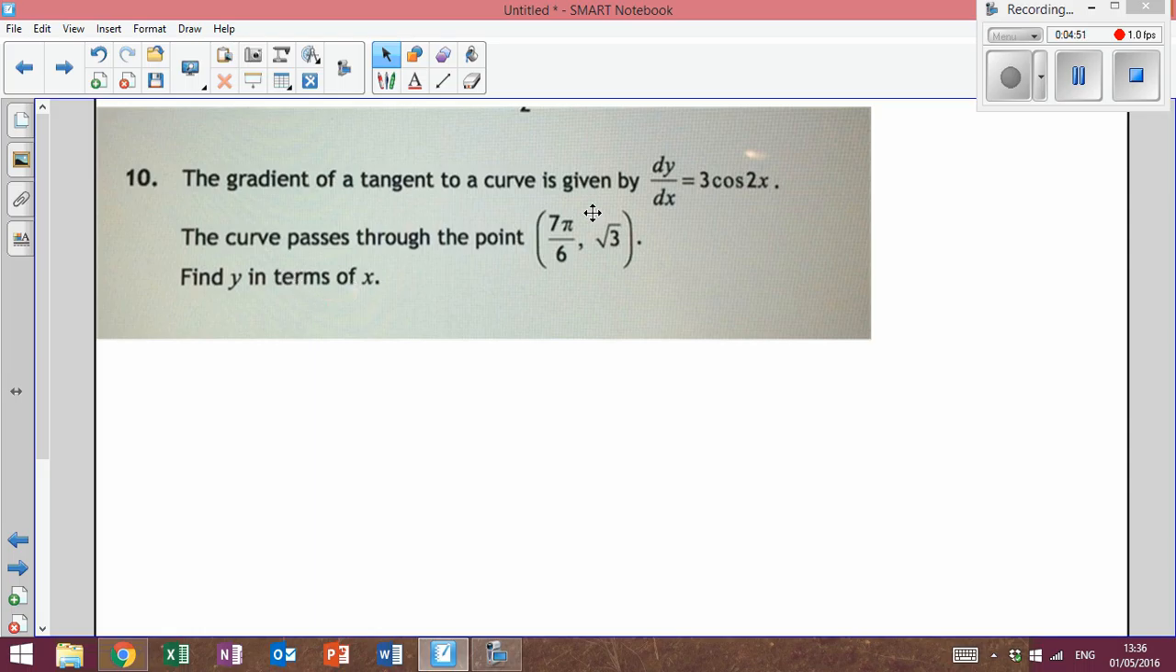Okay, so key point here, you've got the differential. The gradient of the tangent, you know the differential anyway, but in there it's telling you that's your differential. If you have your differential and you want to work your way back to y in terms of x, that's working your way back from the differential to your original equation, which we know the opposite of differentiating is integrating.